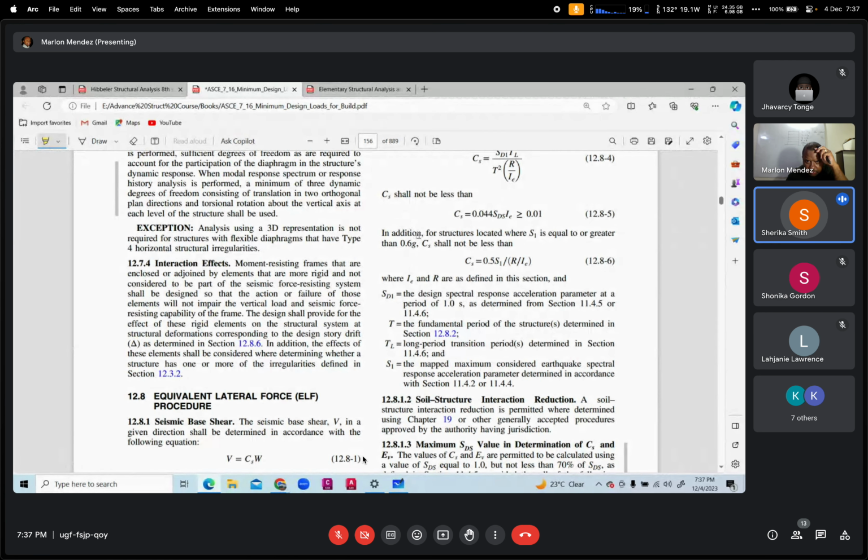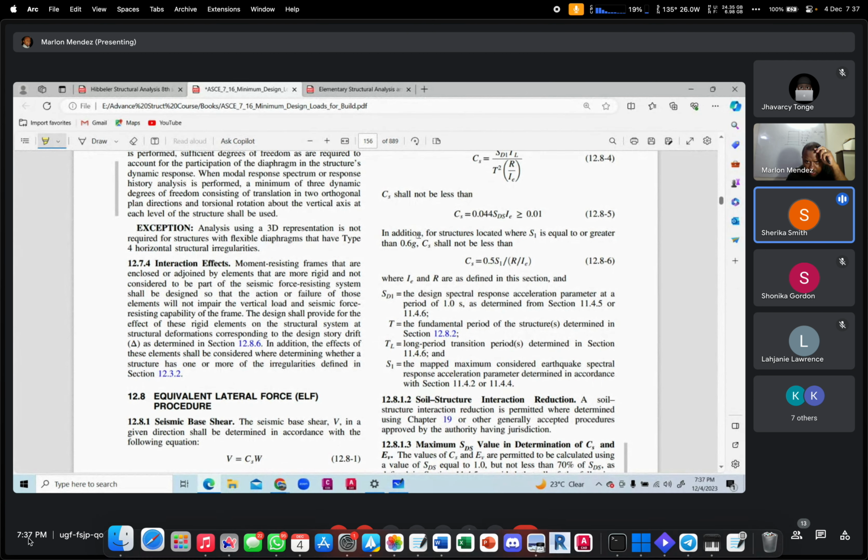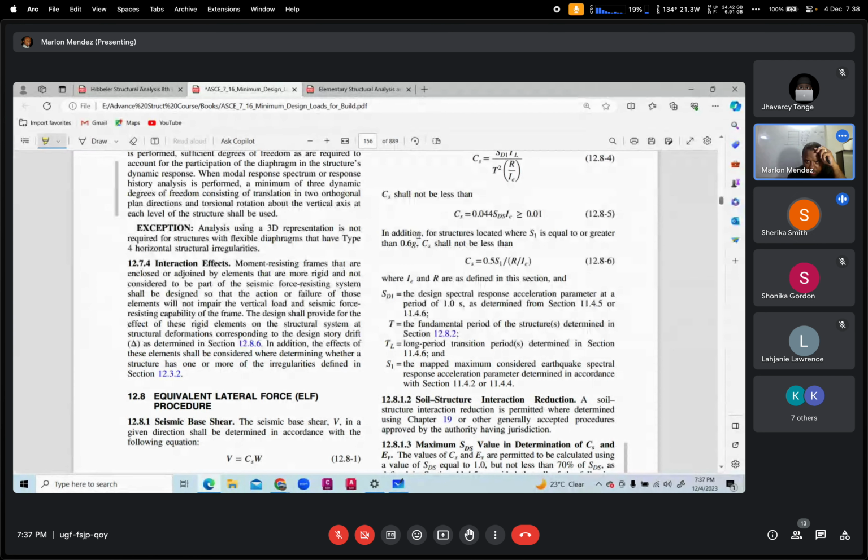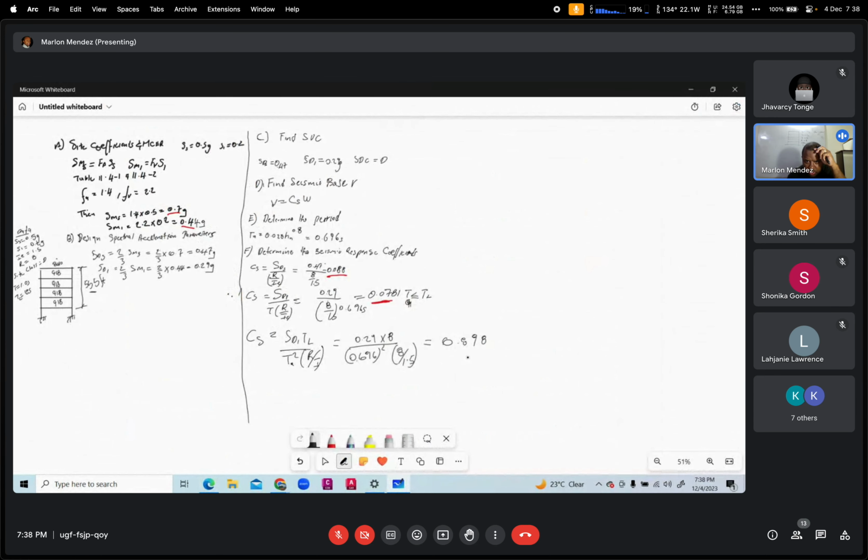Sir, the one that you just told us to use, isn't that the one? They said that in 12.8-4, it's used when T is greater than TL. Yeah, the one with the T squared. So that is why we are going to rule that out. There is another one, I think that's a minimum, where they say 0.044. Yes, good. So we're going to get to the minimum now.